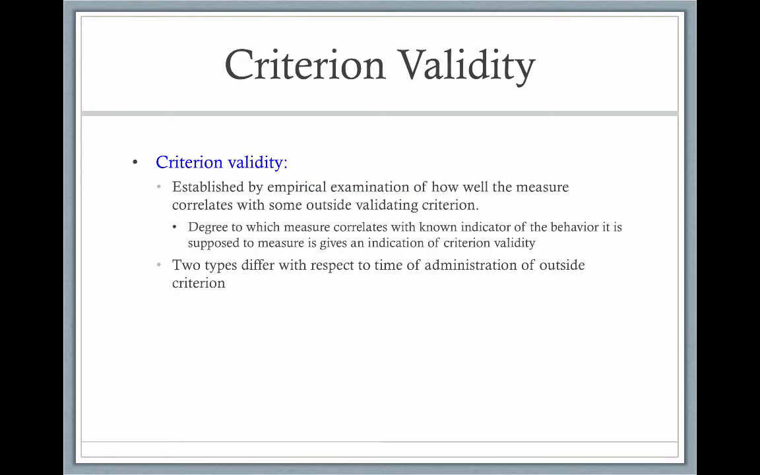Criterion validity is established by empirical examination of how well the measure correlates with some outside validating criterion. The degree to which a measure correlates with known indicators of behavior it is supposed to measure gives an indication of the criterion validity. The two types differ with respect to the time of administration of the outside criterion.